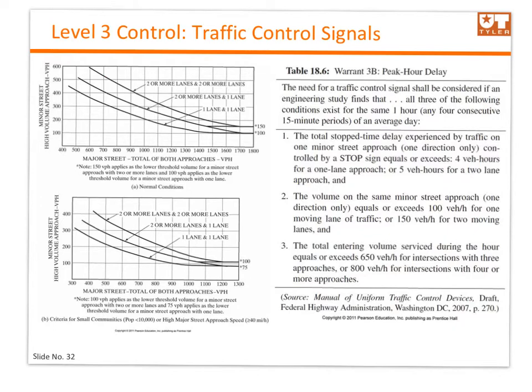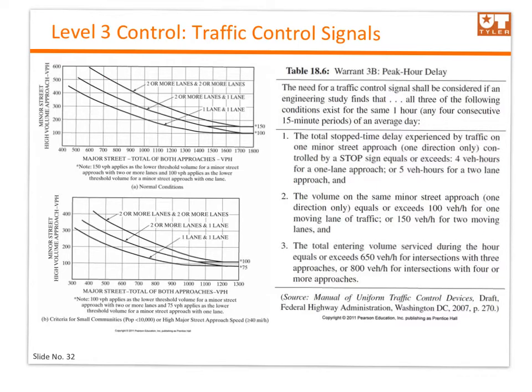So we can satisfy this warrant if the total stop time delay experienced by traffic on one minor street approach controlled by a stop sign equals or exceeds 4 vehicle hours for a 1 lane approach, or 5 vehicle hours for a 2 lane approach, and the volume on the same minor street approach equals or exceeds 100 vehicles per hour for 1 moving lane of traffic, or 150 vehicles per hour for 2 moving lanes, and the total entering volume serviced during the hour equals or exceeds 650 vehicles per hour for intersections with 3 approaches, or 800 vehicles per hour for intersections with 4 or more approaches.